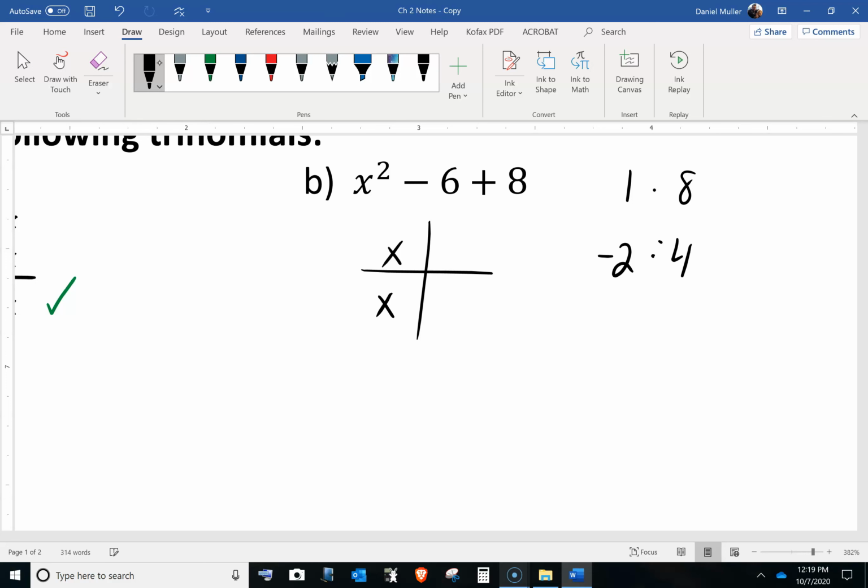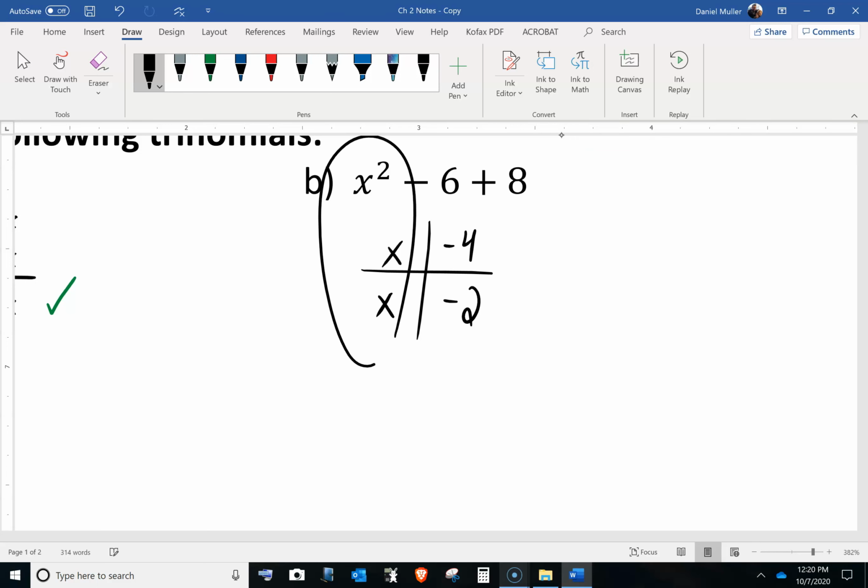It's like, well, if they were both negative, then they would add to be negative 6. And if they're both negative, they still multiply to equal a positive 8. So I'm going to try those ones, negative 4 and negative 2. So x times x is still x squared. The left boxes multiply to the left. The right boxes, negative 2 times negative 4, multiply to the right.